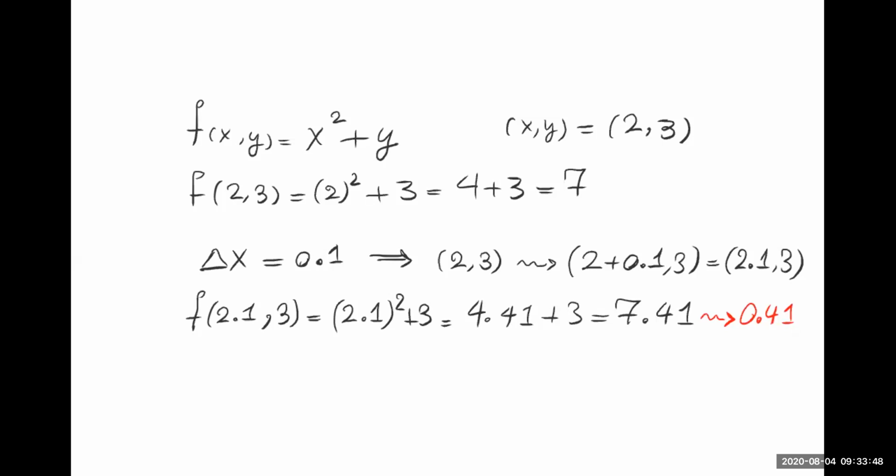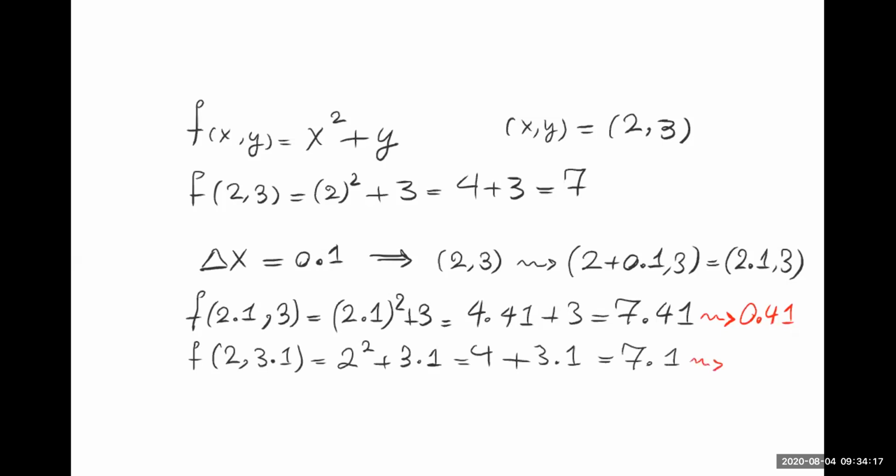Now let's change y with the same value. So rather than changing the value of x by 0.1, let's change the value of y. Let's replace 3 by 3.1. So the value of the function would be equal to 2 squared plus 3.1, which is 4 plus 3.1, which is equal to 7.1. So how much did it affect f? It's just 0.1. So it seems if we change x, it would affect the function more than changing y.